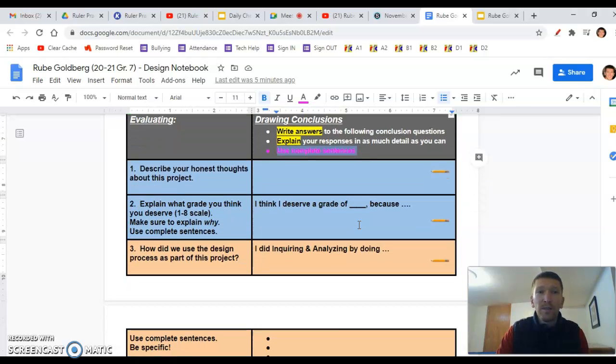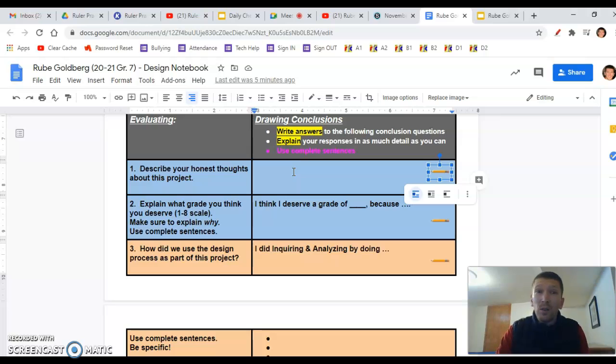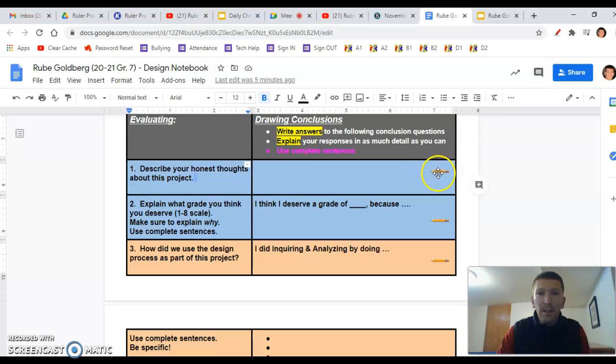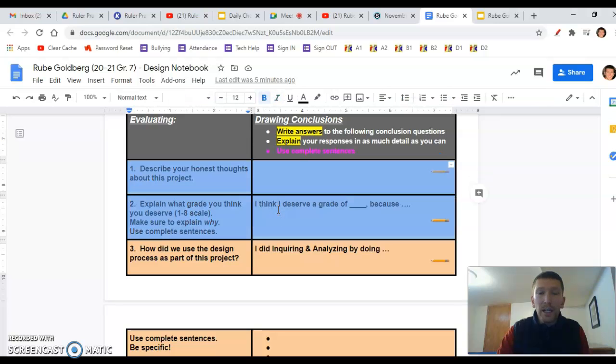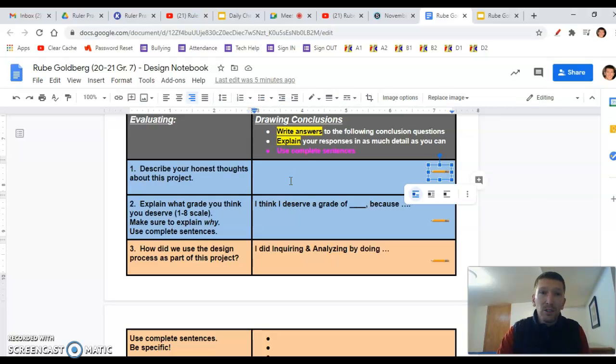So the first question, describe your honest thoughts about this project. Anything that comes to mind of, did you like it? Did you think it was hard? Was it easy? What would you change? Anything that comes to mind, what are your thoughts on this Rube Goldberg project? You'll type your answer in here, and you can see the pencil here is indicate type your answer in on the side. You'll also notice these first two questions are shaded in blue, which is a must do.